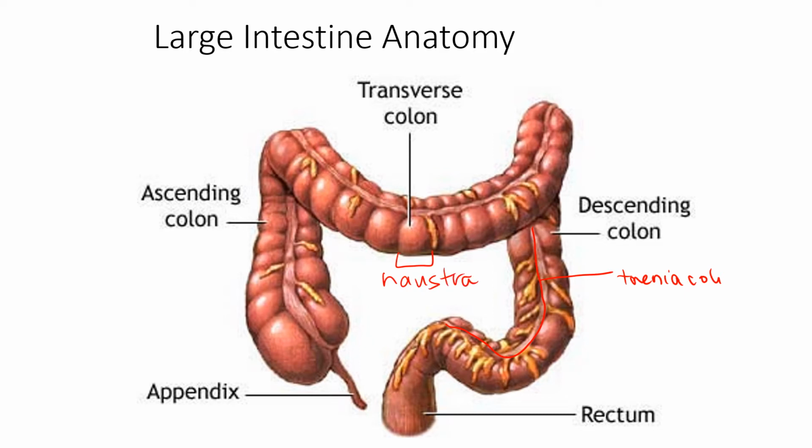There are also little globs of fat on the outside surface. There they are down here. They're called epiploic appendages. What a fancy name for fat globs.